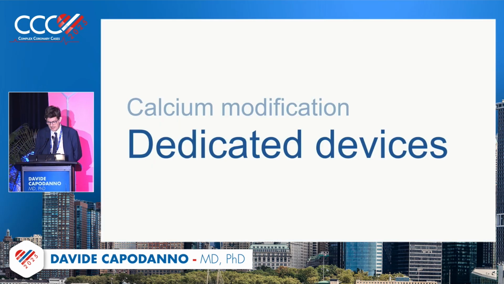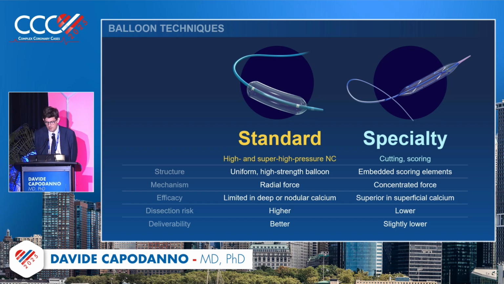But we have to discuss dedicated devices, and I think we have to start with the balloons. We have standard balloons, we have specialty balloons. Standard balloons in this setting are the high and super high pressure non-compliant balloons, which have high strength and radial force. The specialty balloons, cutting balloons and scoring balloons, have blades, and these elements are embedded and concentrate the force locally and focally. So they are quite superior in superficial calcium. The standard balloon has some effect on the superficial calcium and is quite limited in deep or nodular calcium as well. And of course, there are differences in terms of the risk of dissection and the deliverability.